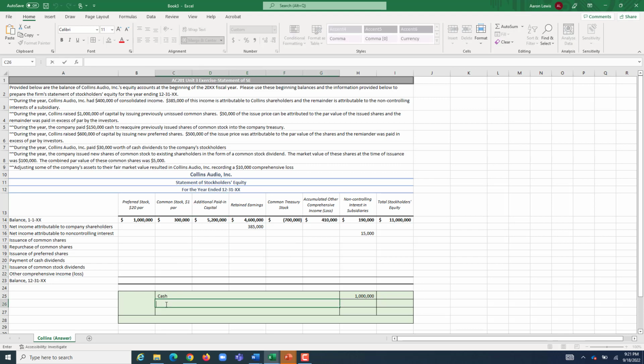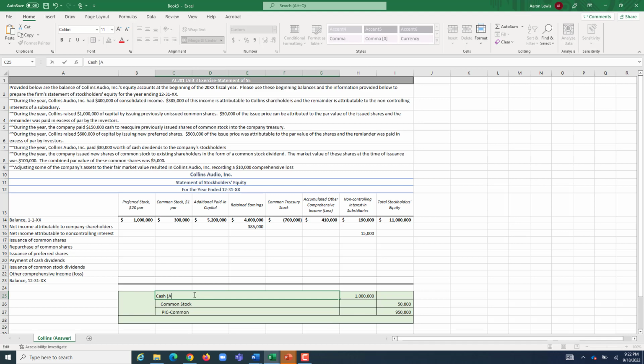Our credits are going to be a credit to common stock for the portion of that $1 million we received, which could be attributed to the par value of the shares that we issued. Our information tells us that's $50,000. And we would have a credit to our paid-in capital in excess of par account, which I always abbreviate to PIC. In this case, it's on common stock, so PIC common, for the difference between those two numbers of $950,000.